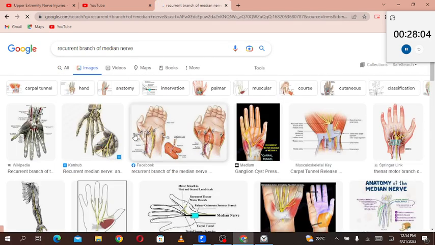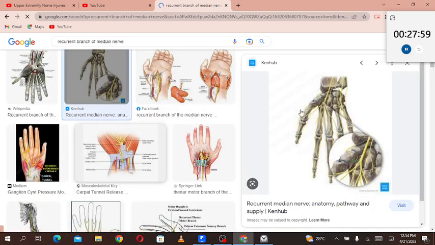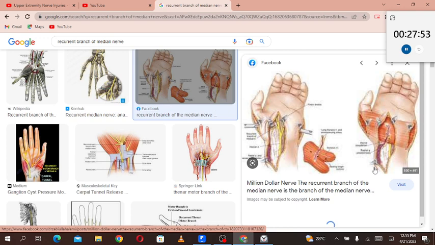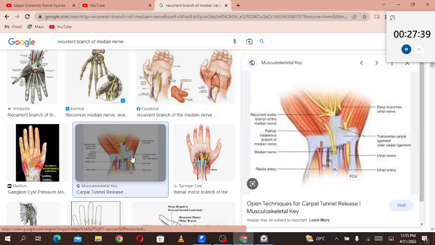The recurrent branch of the median nerve is basically a branch that supplies the thenar muscles and the muscles of the thumb. So I guess I was right. This is the recurrent branch going to the thumb area. In this picture you can see it is the million dollar nerve, the recurrent branch. Why is it the million dollar nerve? I don't know. The recurrent branch is over here, somewhere here. Yes, here you can see, this is a good picture. This is the recurrent branch.